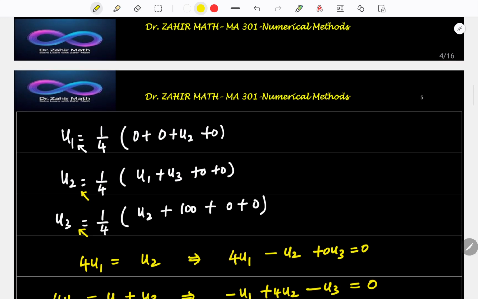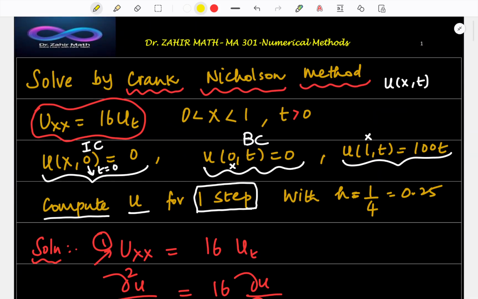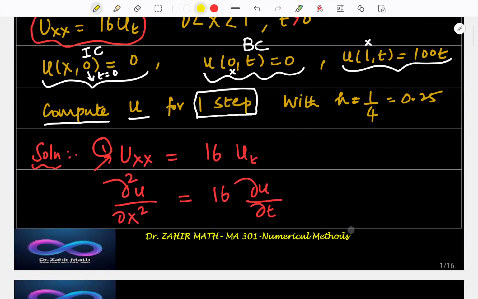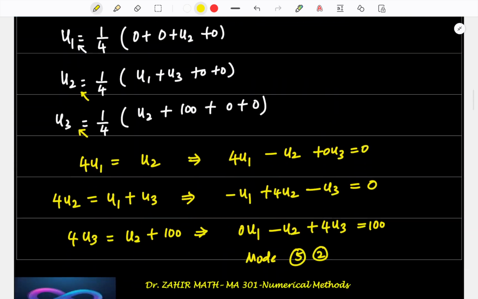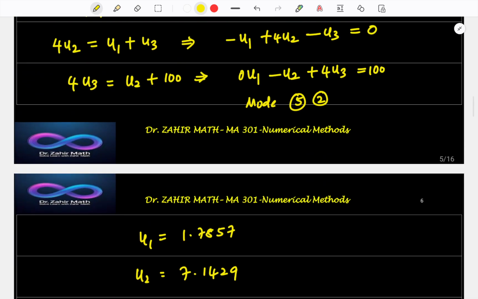So this is the second problem I solved in the Crank-Nicholson method. I hope you understood. This is for one step; the previous question was two steps. If time is there, I will solve more problems.